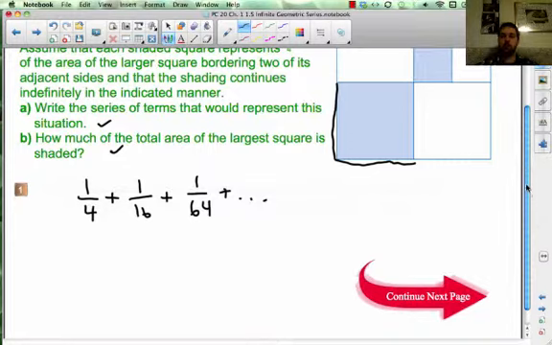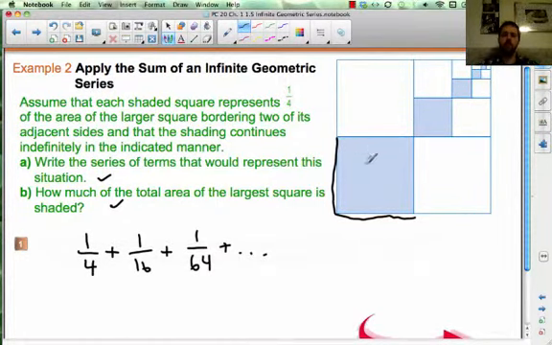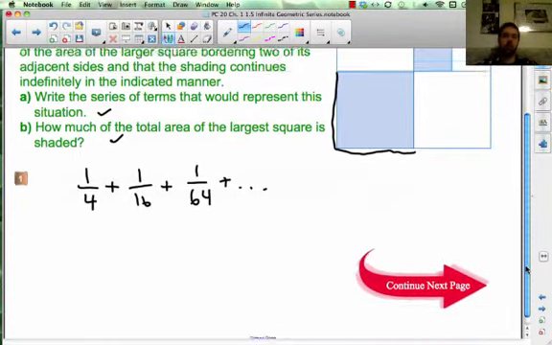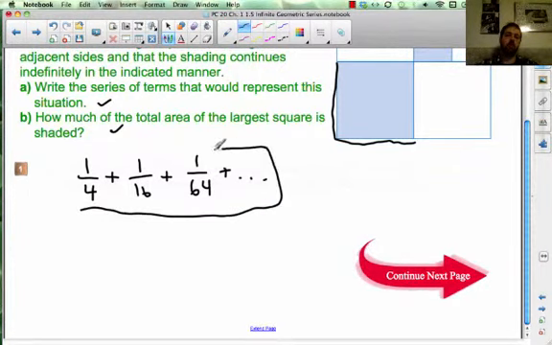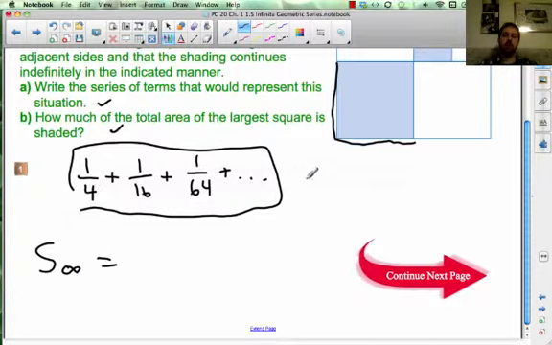Okay, so the largest square, we want to find out. We shaded a quarter, then we shaded a 16th, then we shaded a 64th, then we shaded a 256th, I guess, and so on. So we want to find out how much of this big square is actually shaded blue. So all we have to do is find the sum of all these shaded areas. So the sum of an infinite series, and we know that this is convergent because our common ratio as well as our first term are both 1/4.